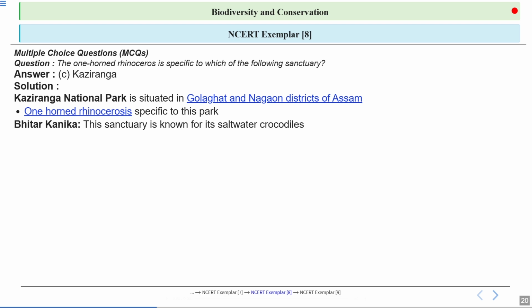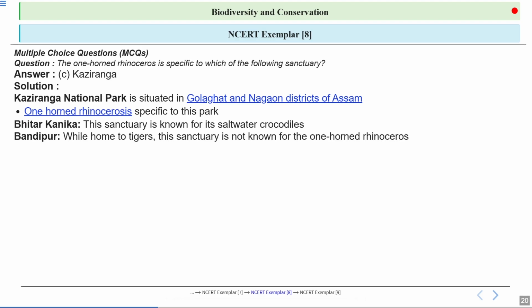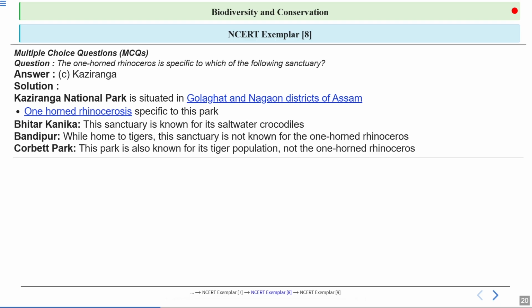Now, one of the options was Bhitarkanika. This is a wildlife sanctuary located in Gujarat, India, and it is famous for being home to saltwater crocodiles. Now, Bandipur National Park is located in Karnataka. This is a wildlife sanctuary that is famous for its tiger population. Corbett Park, also known as Corbett National Park, is a famous wildlife sanctuary in India, known for a significant population of tigers and not for one-horned rhinoceros. That's why the correct answer is option C, Kaziranga.